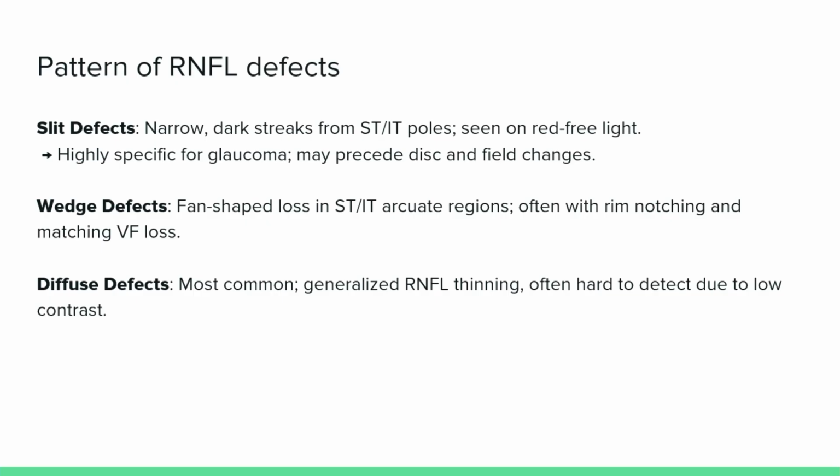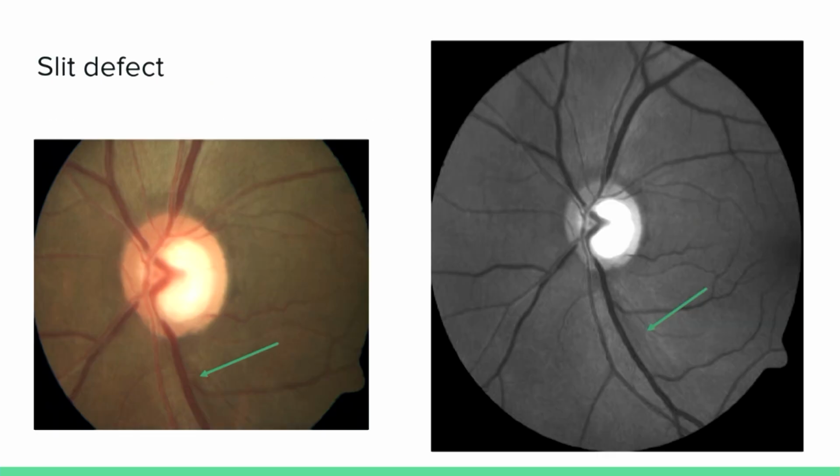Slit defects are narrow dark streaks from the superior temporal or inferior temporal poles seen on red-free light. They are highly specific for glaucoma and may precede disc and field changes. Wedge defects are fan-shaped loss in superior temporal or inferior temporal arcuate regions, often seen with rim notching and matching visual field losses. Diffuse defects are most common. They are generalized RNFL thinning, often hard to detect due to low contrast.